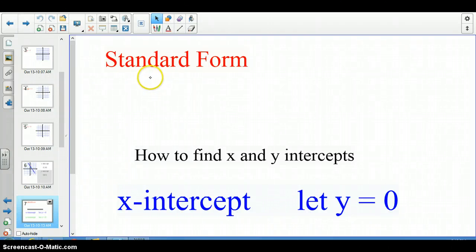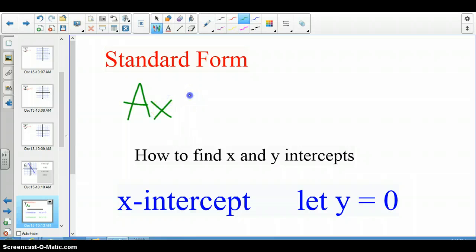We can also graph linear equations using another form called standard form. Standard form looks like this: ax plus by equals c. Okay? A, B, and C are just standing for numbers. There are thousands of different numbers out there that A, B, and C could be. So that's why we always use variables.